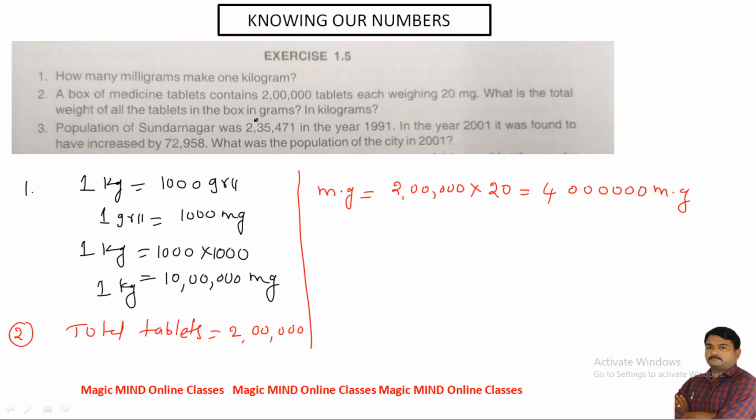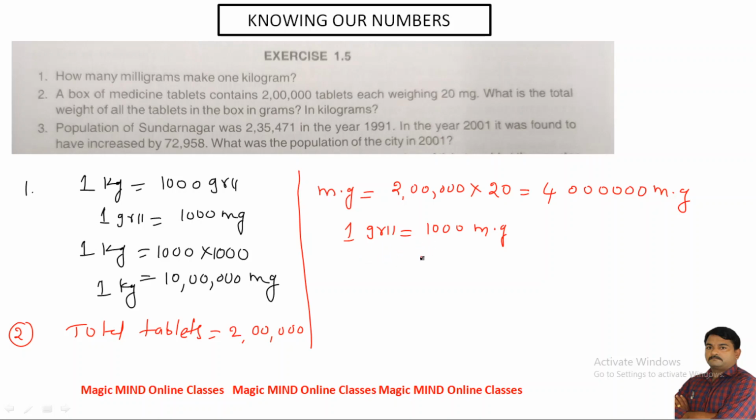But he asked to express this in terms of grams as well as kilograms. That is very important. Already we know one thing: 1 gram we are going to see in terms of milligrams. 1 gram is 1000 milligrams. Here how many zeros do we have? 1 2 3 4 5 6 7. So that means 4 crore milligrams.